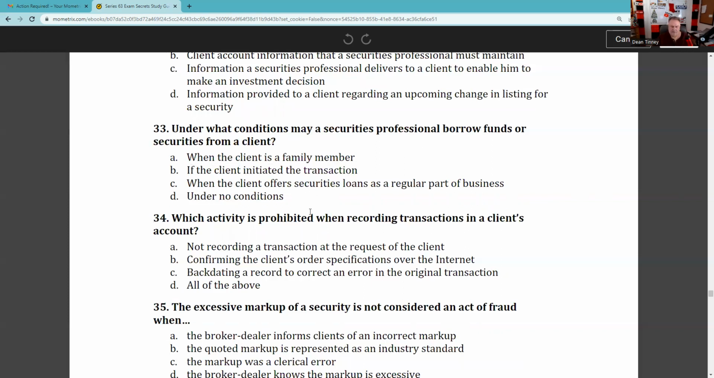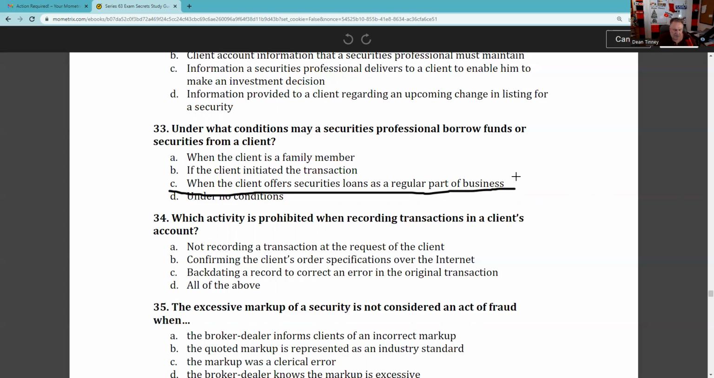If the client initiated the transaction, when the client offers securities loans, I like this one better. And here's why I like this one better. That's a bank, actually. The test is written in the 50s. So when the client offers securities loans as a regular part of a business. So this could be a margin account at a broker dealer or a loan from a bank.